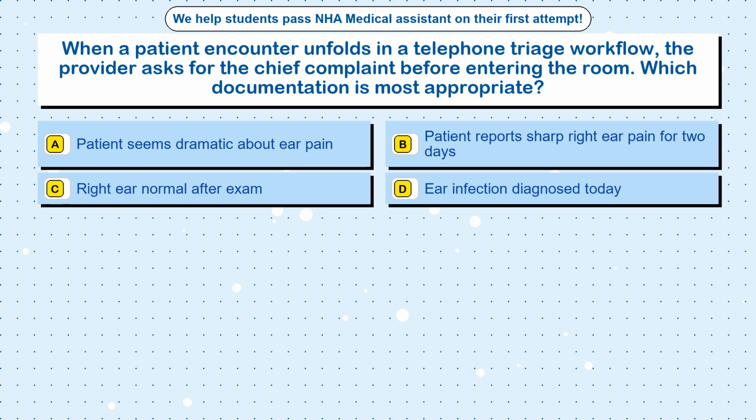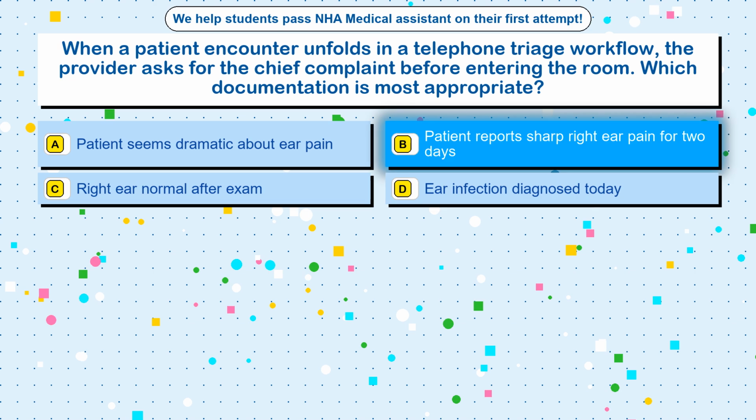Question 34. When a patient encounter unfolds in a telephone triage workflow, the provider asks for the chief complaint before entering the room. Which documentation is most appropriate? Option A. Patient seems dramatic about ear pain. Option B. Patient reports sharp right ear pain for 2 days. Option C. Right ear normal after exam. Option D. Ear infection diagnosed today. The correct answer is option B.